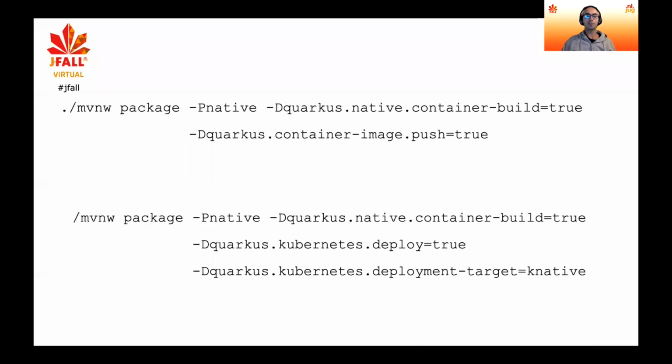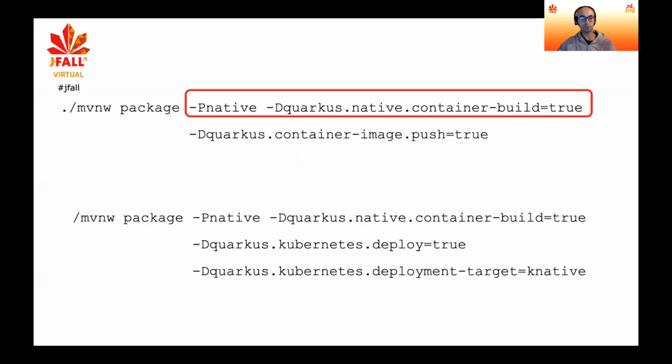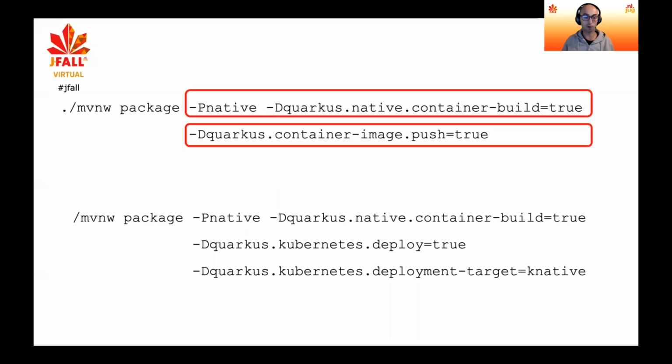If you are wondering how I can take my Java application, my Quarkus application, and make it native, you just need to do -p native, -d Quarkus native container build equal true, and this will create a native executable to be bundled inside a Docker container. Of course, if you want to create this Linux container automatically and push it to your registry, you only need to do -d Quarkus container image push equal true, and then when you're running your processor, you're going to create a native executable, put it inside the Docker container, and push this container to the registry.